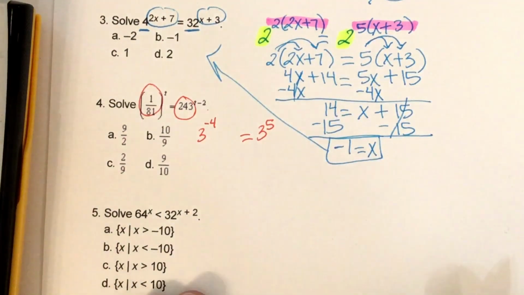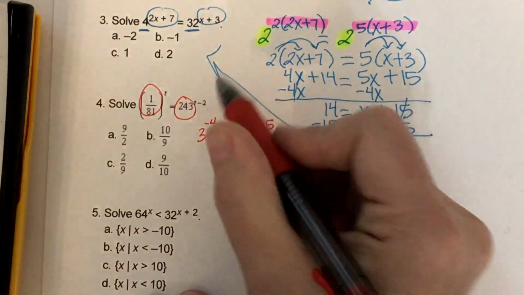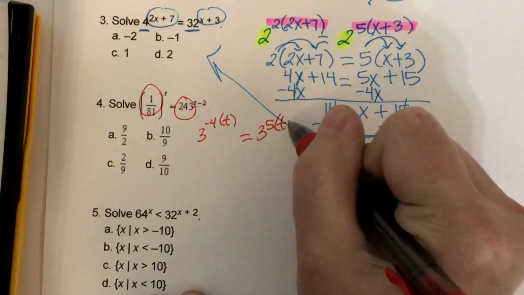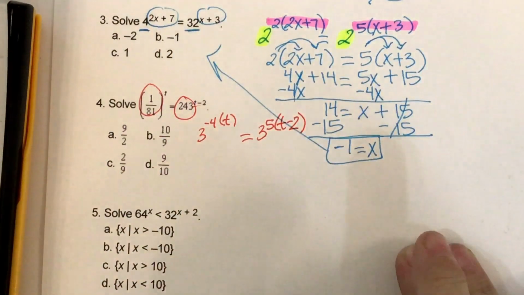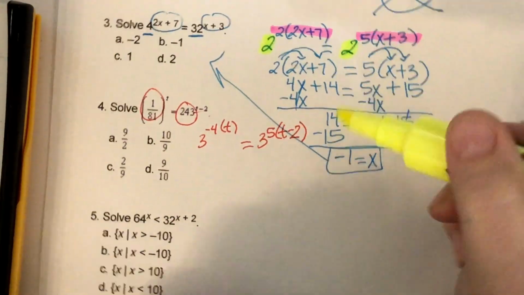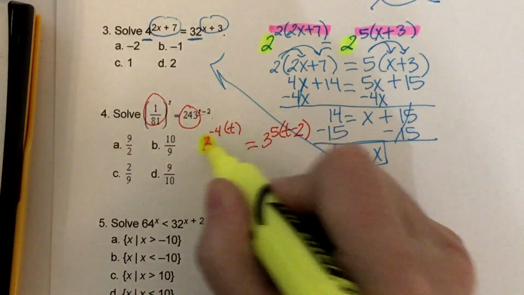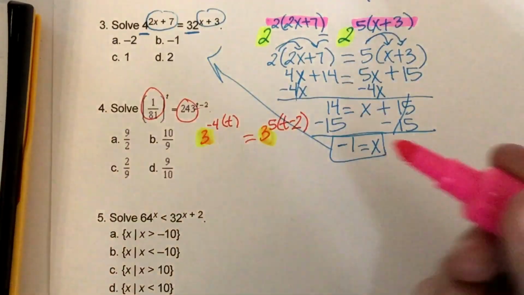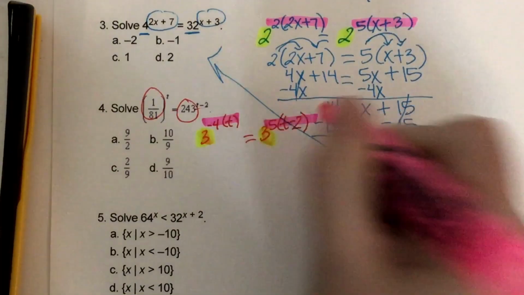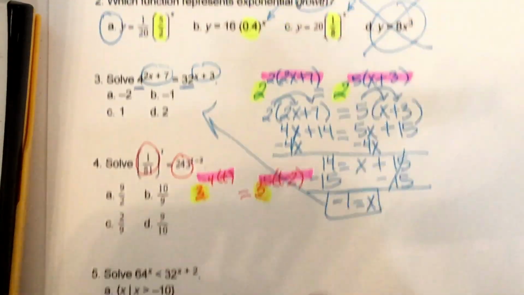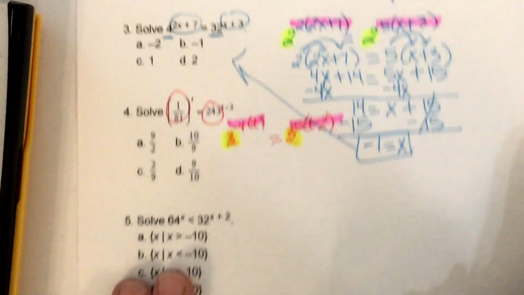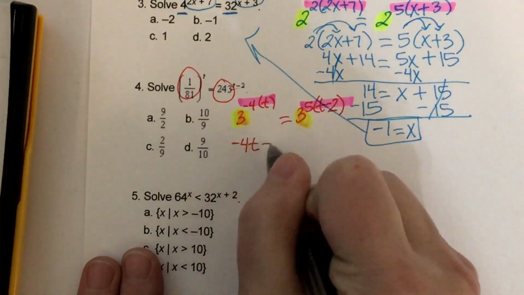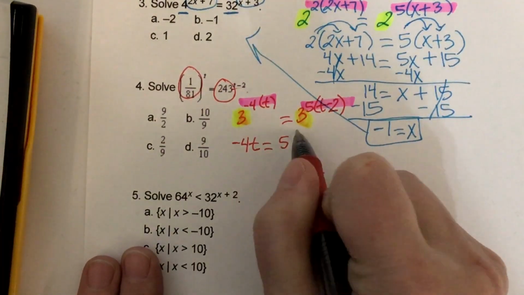Then I'm going to recopy the exponents. So this exponent's a t, I'm going to go ahead and put it in parentheses. And this exponent is t minus 2. Okay, so it's like this last one. If these two bases are the same, then that means the exponents must be the same. So this exponent has to equal this exponent. Let's write that down: negative 4 times t, or negative 4t, has to equal 5 times t minus 2.